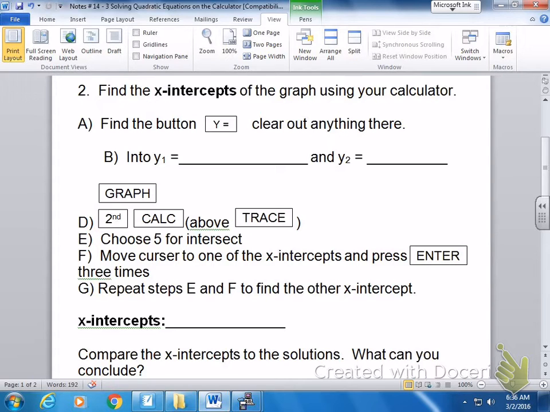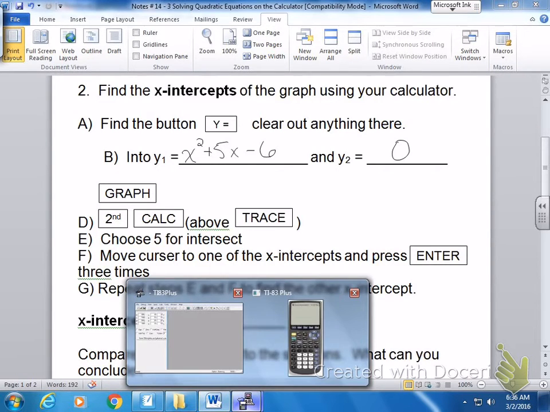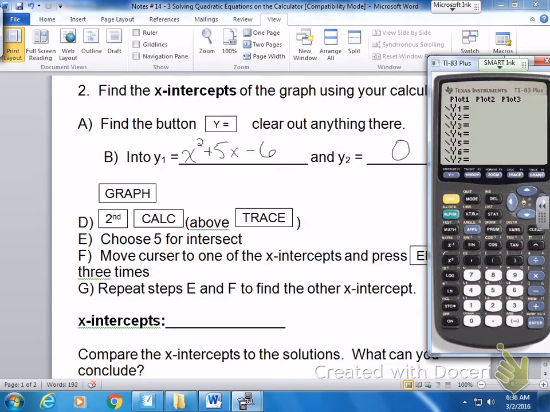And what we're going to do is, into Y1, we're going to enter the equation. We're going to put x squared plus 5x minus 6. So in Y1, we enter in that equation. In Y2, we enter in the 0. So I'm going to bring up my calculator real quick. I'm going to push on. I'm in Y equals. So in Y1, I put x squared plus 5x minus 6. Now, I want to be really careful here and check and make sure it's the same as what I have on my paper. It is. So I go down to Y2 and I put in 0.